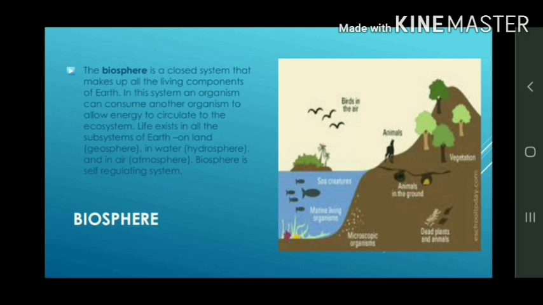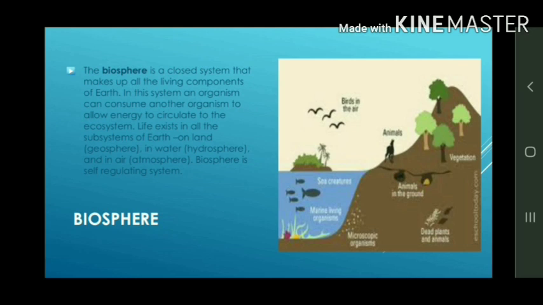So next we have the Biosphere. The Biosphere is a closed system that makes up all the living components of Earth. In this system, an organism can consume another organism to allow energy to circulate in the ecosystem. So this pertains to a food chain or food web, wherein an organism consumes another organism.